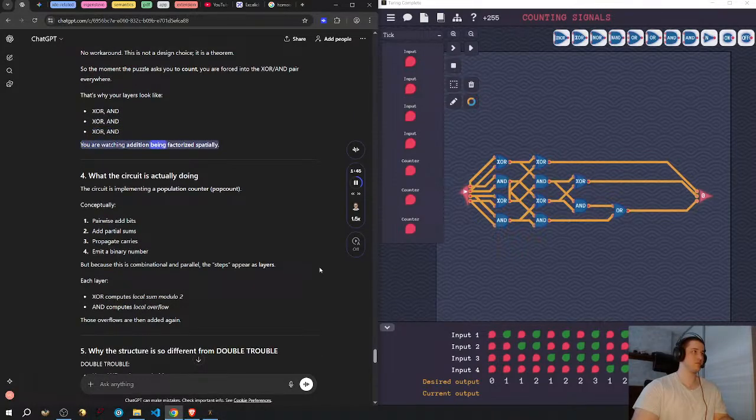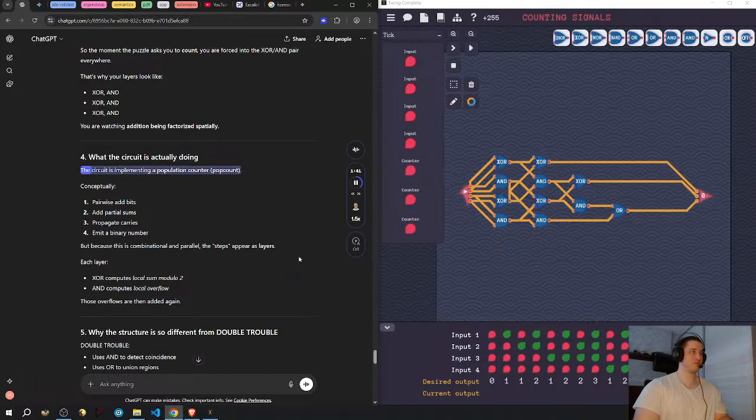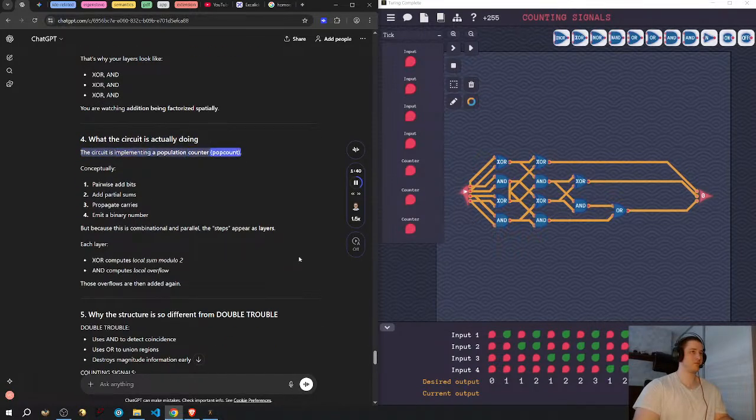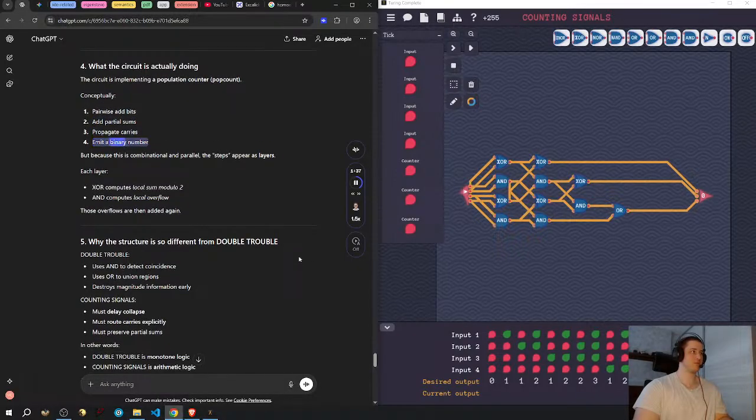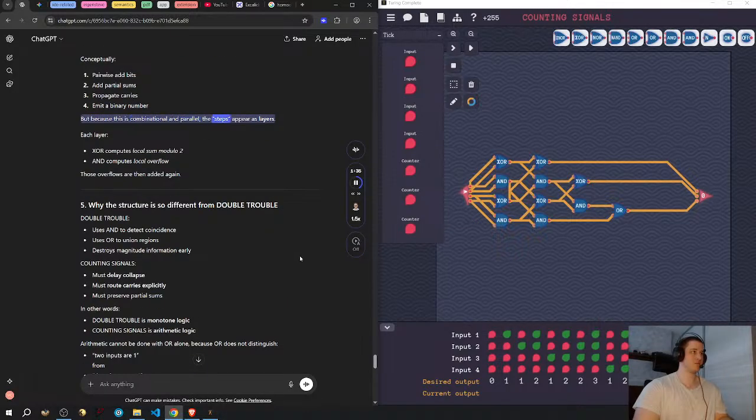You are watching addition being factorized spatially. 4. What the circuit is actually doing. The circuit is implementing a population counter, pop count. Conceptually: pairwise add bits, add partial sums, propagate carries, emit a binary number. But because this is combinational and parallel, the steps appear as layers.